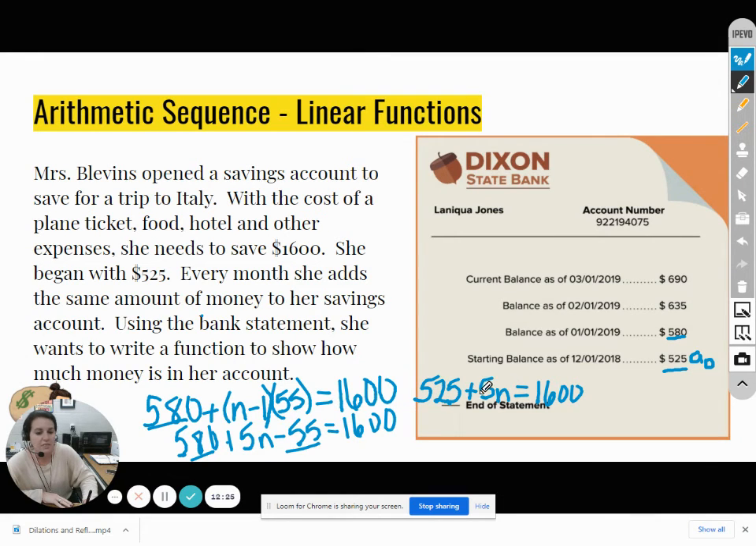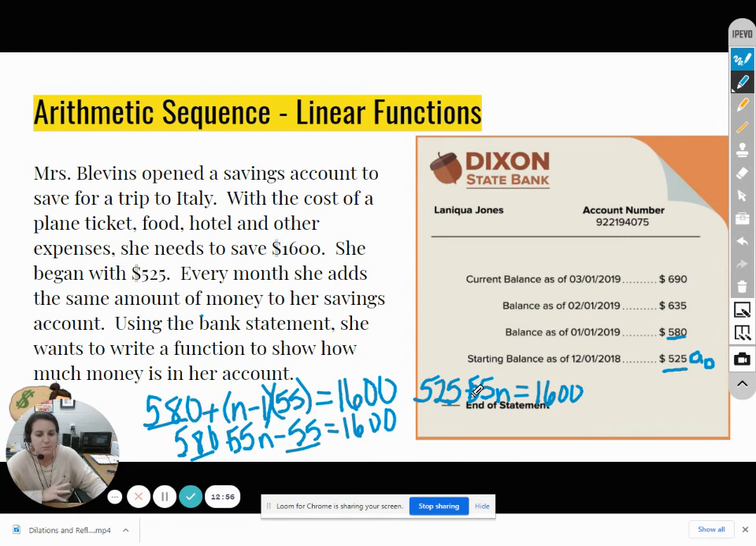After 1 month, plug in a 1, 5 times 1, should that be 5? No, that should be 55. Sorry, guys. 55 times n is 55n. There we go. Plug in a 1 here. So 55 times 1 is 55. So 525 plus 55 is 580, I guess just to check. So after 1 month, I have $580. After 2 months, I'm going to have how much?